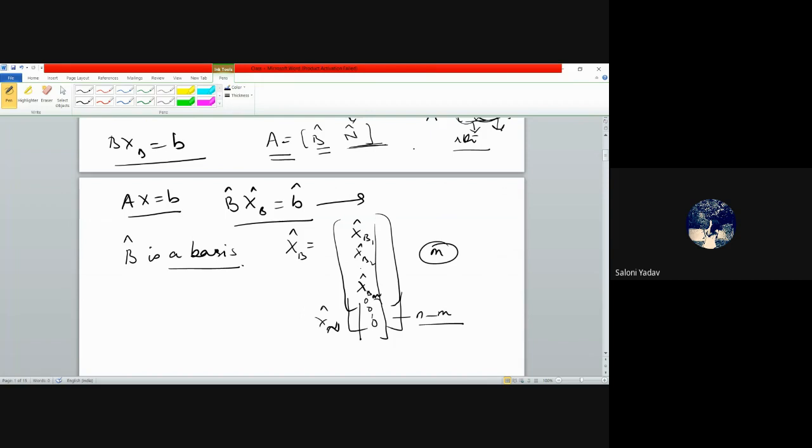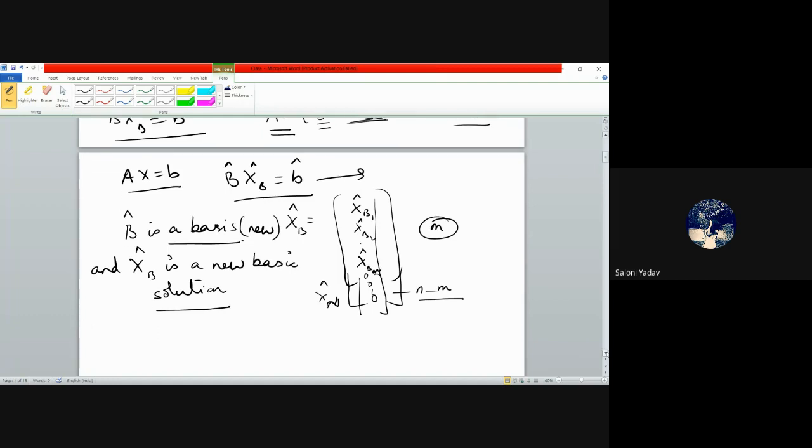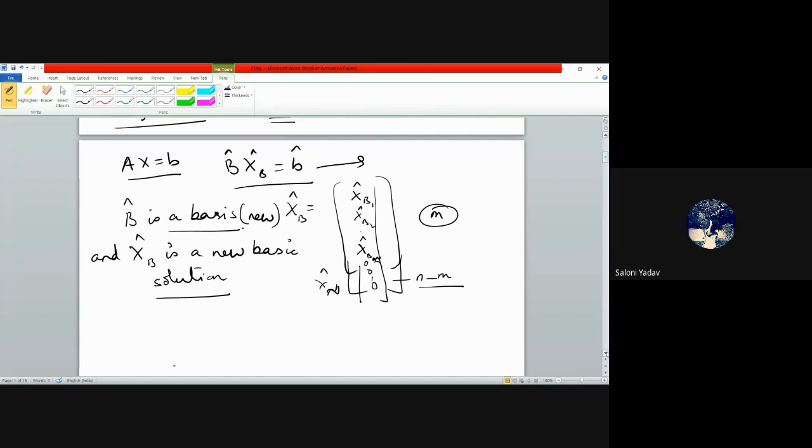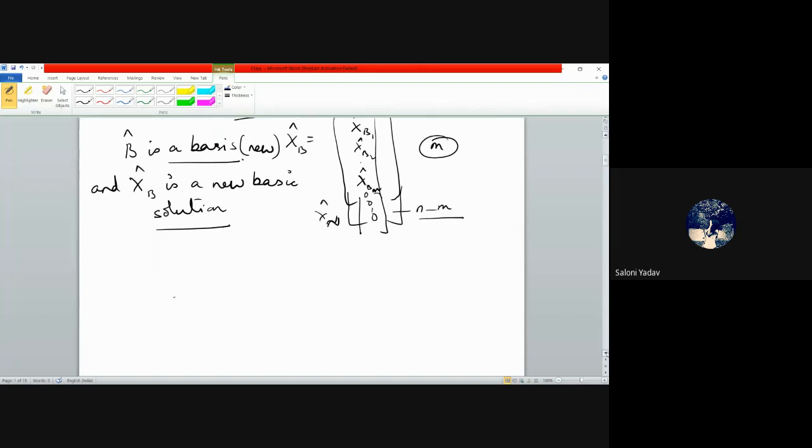Okay, so with this, B cap is a basis, which I say is new, and X_B cap is a new basic solution. Now what do I have to prove? I have to prove that even after incorporating... how did we choose B_R? We have chosen it randomly as yet. But then there is a logic behind which one to choose.